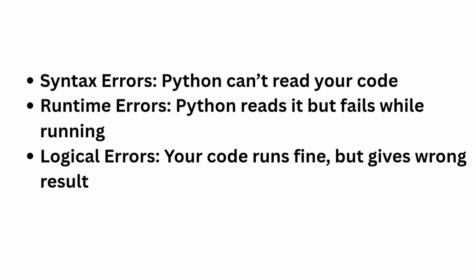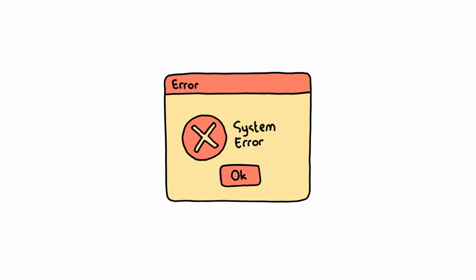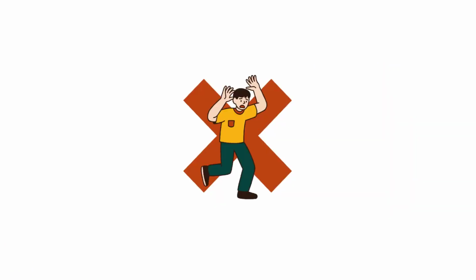So remember, a syntax error is one that Python cannot read or write, a runtime error is one that Python reads but fails while running, and a logical error is one where your code runs fine but gives the wrong result. Every great coder started by breaking their code and learning from those errors. So next time you see one, don't panic. Just read it, understand it, and fix it.